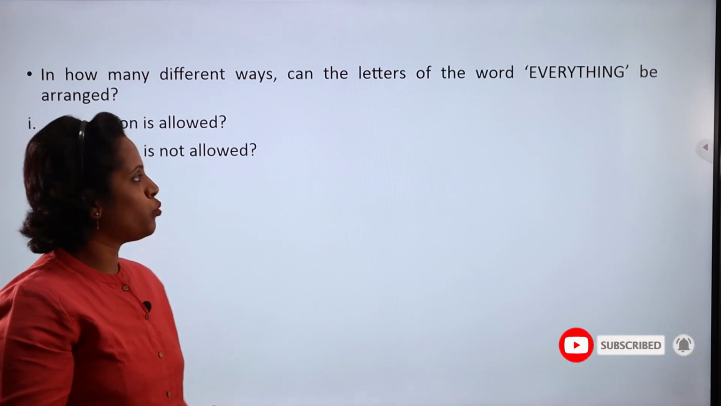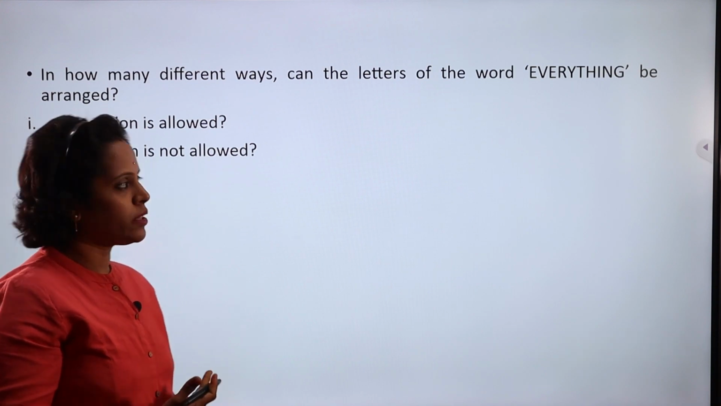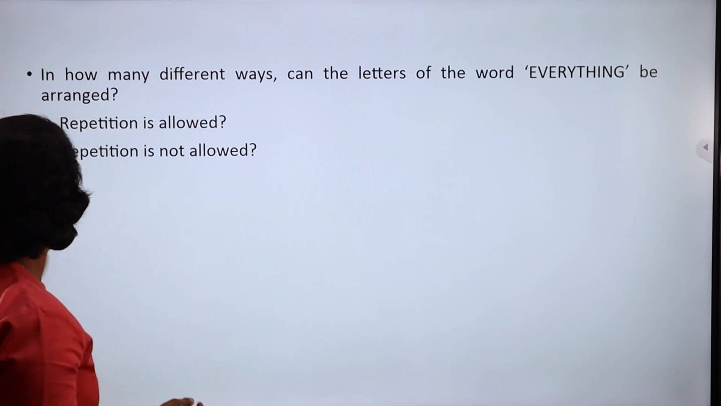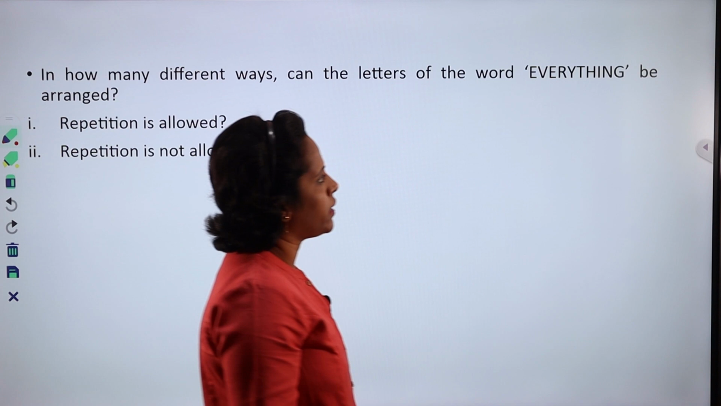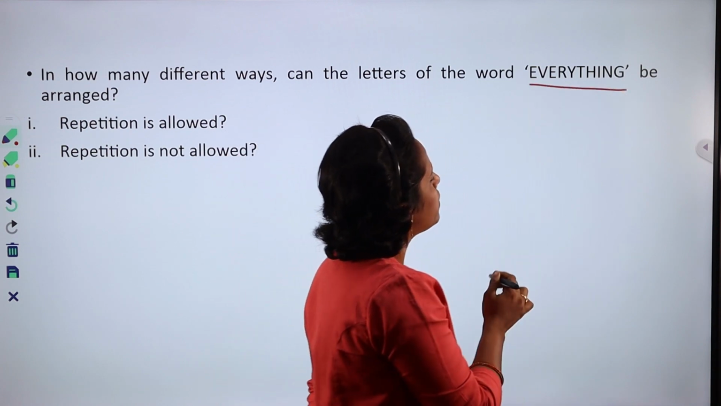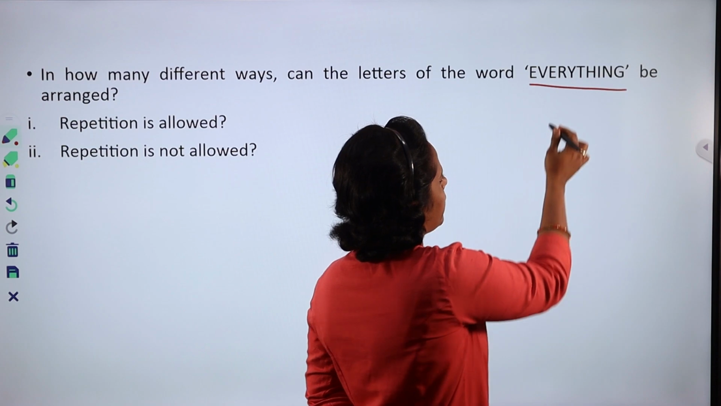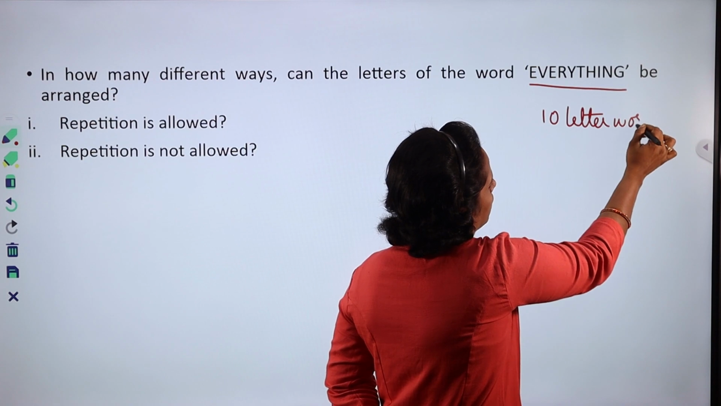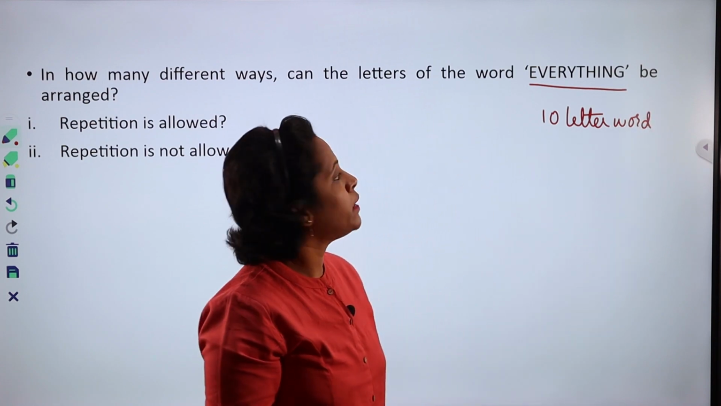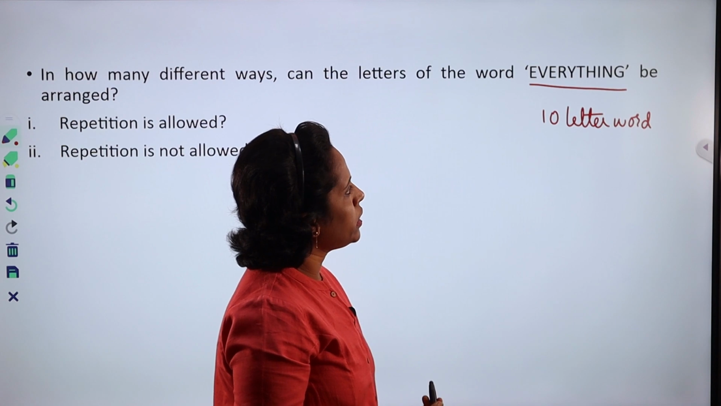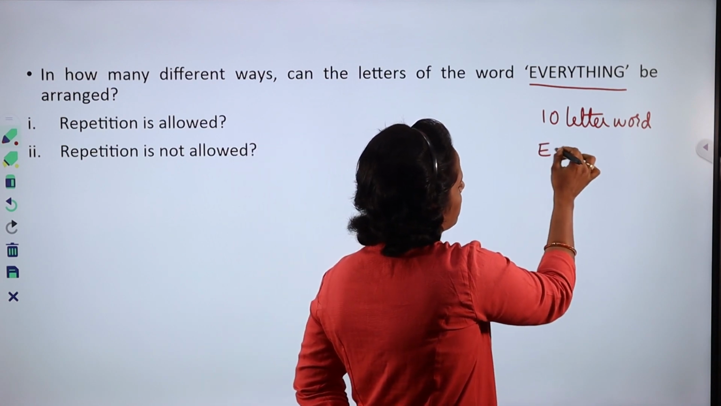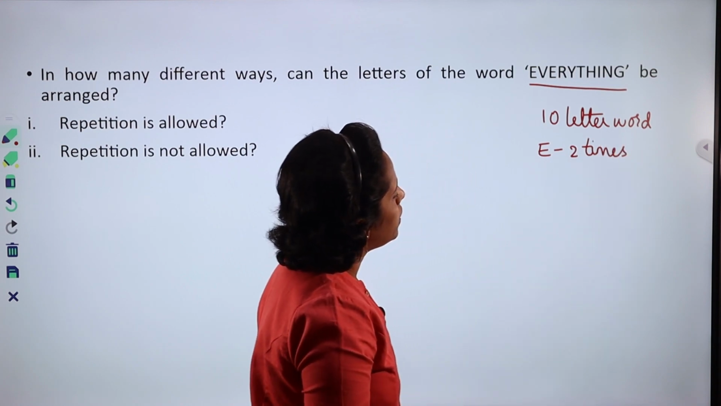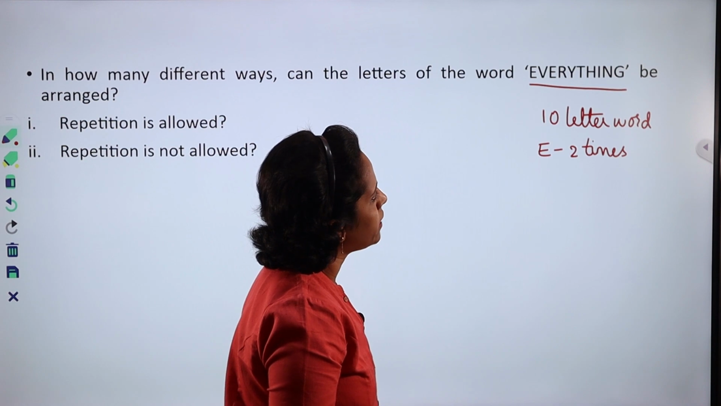In how many different ways can the letters of the word everything be arranged when repetition is allowed and repetition is not allowed? What is our word here? Everything. How many letter word is it? 1, 2, 3, 4, 5, 6, 7, 8, 9, 10. It is a 10 letter word. And is any letter being repeated? Let's check. E, V, E. E is repeated twice. V, E, R, Y, T, H, I, N, G.